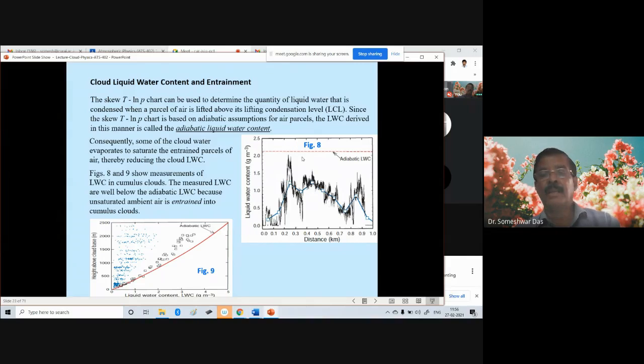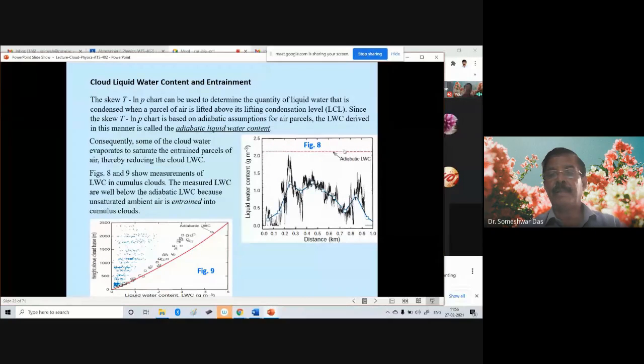All right, and that happens because in the diagram we generally do not consider the effects of entrainment. You know entrainment, right? We have discussed entrainment in the previous classes a lot. Because entrainment is not really considered in the Skew-T log-P diagram, the adiabatic liquid water content obtained from the diagram is much higher than the one actually measured by instruments inside the clouds.